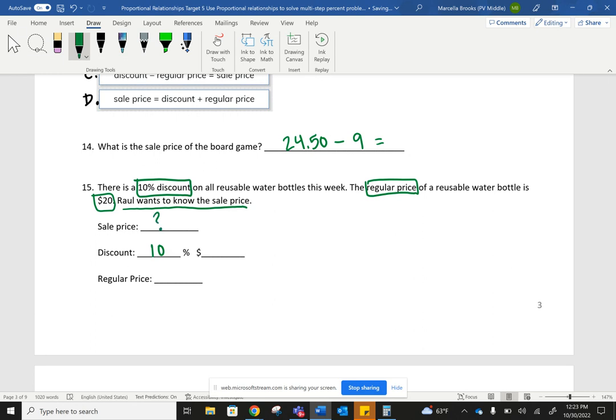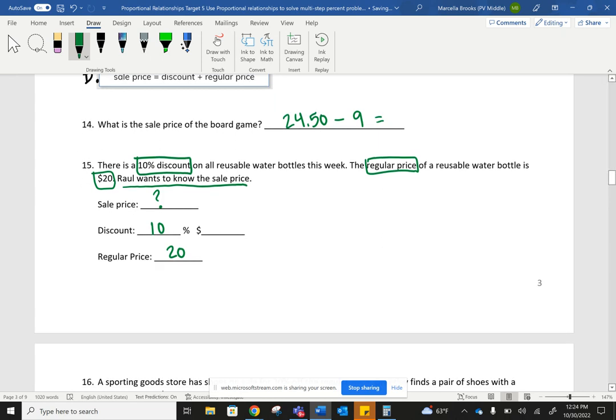And what else do we know? We have that $20. What does the $20 mean? The $20 is the regular price of the reusable water bottle. So there we go, $20. So we don't know the sale price, but we do know the regular price and the discount. So we are going to solve for the sale price. It's going to be 2 steps. So first we need to know how much we need to subtract from the regular price to find the sale price.